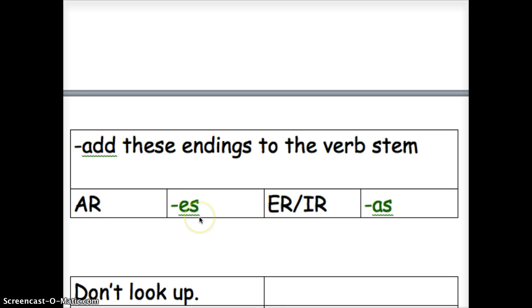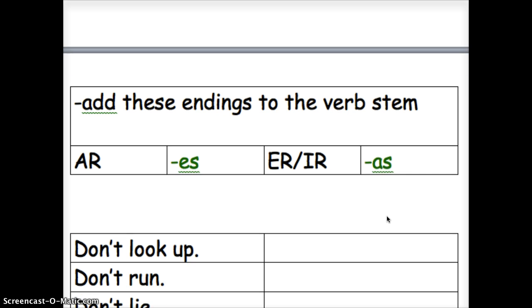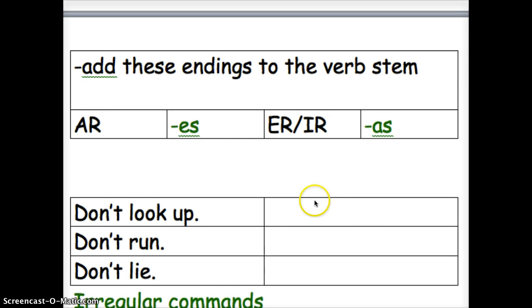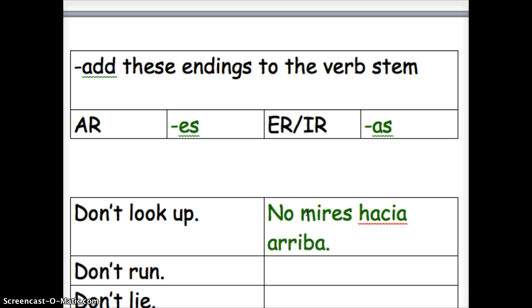So for AR verbs, add ES. For ER and IR verbs, add AS. So to give you an idea of what that looks like, don't look up. Obviously, you'll start with a no. Now the verb is mirar. The yo form is miro. I'll drop that O. It's an AR verb, so if I would usually say you look up, I'd say miras hacia arriba. But now it's opposite because I'm telling them what not to do. No mires hacia arriba.